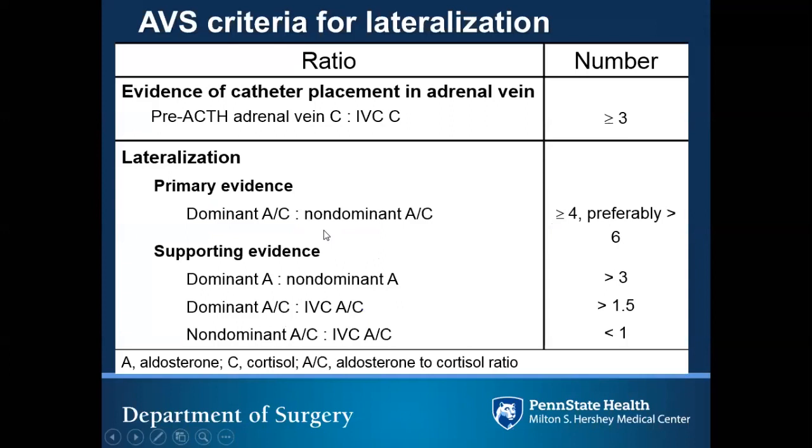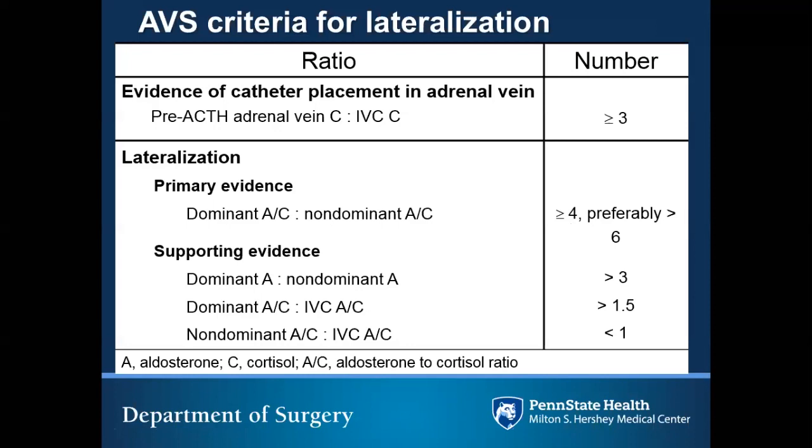When you check each side's aldosterone and cortisol, you take a ratio of aldosterone to cortisol, and then you look at the dominant side relative to the non-dominant side, the side with the lesion relative to the side without the lesion. And if you have a ratio of at least 4, that suggests a true unilateral source of aldosterone.